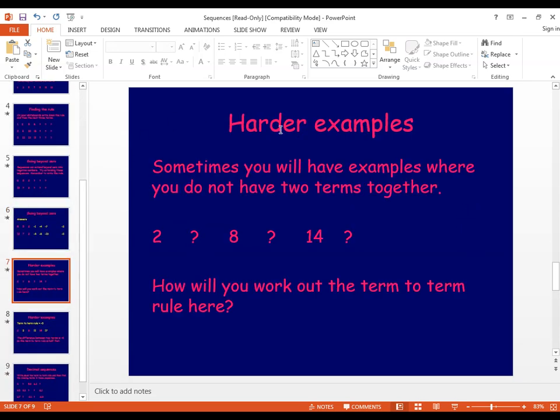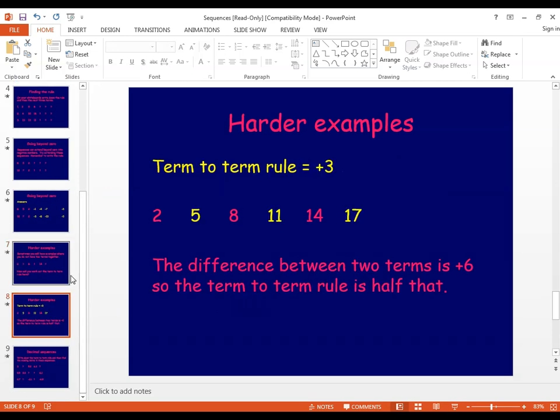Okay. If we're going a little bit harder, we can also then have missing numbers in the term. So sometimes you'll have some examples where they're not there. How are we going to work it out? Well, let's have a little look. So here, the rule is plus 3. So we took the two numbers that we had, which was 2 and 8. So that would mean the difference between the two was plus 6. Okay. So what we would need to do is then split that in half.